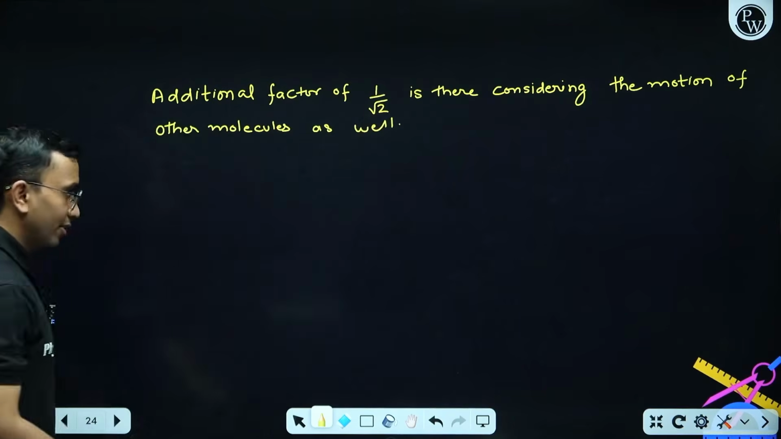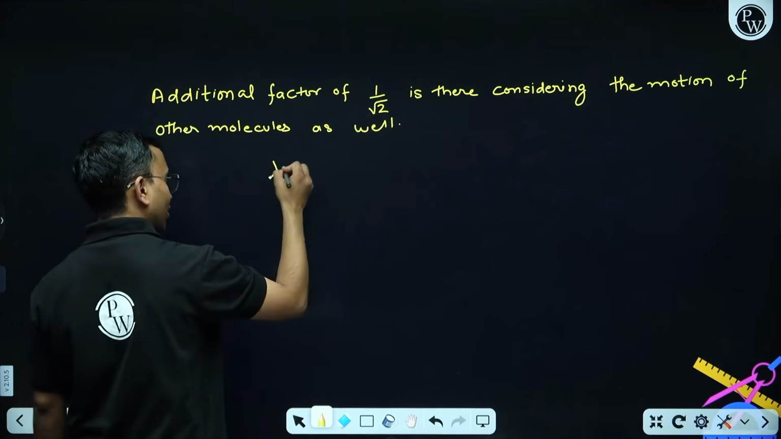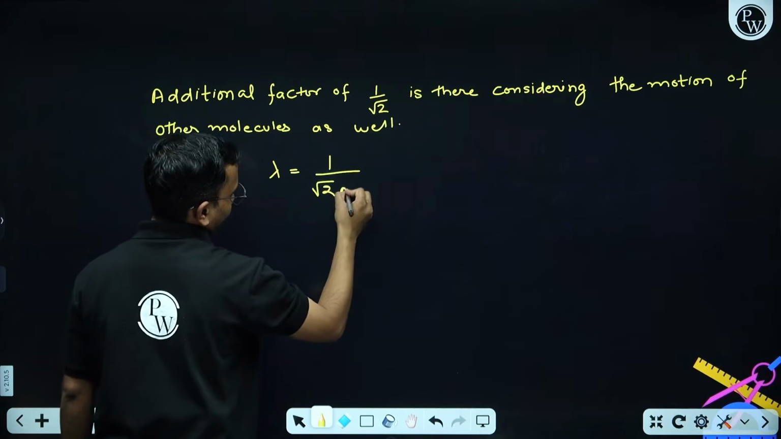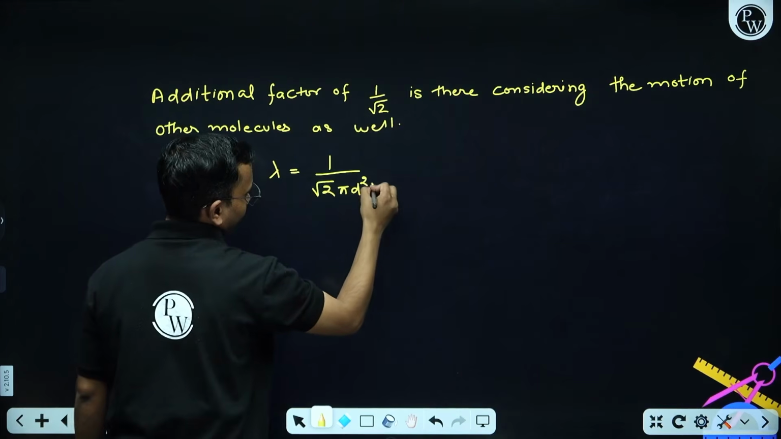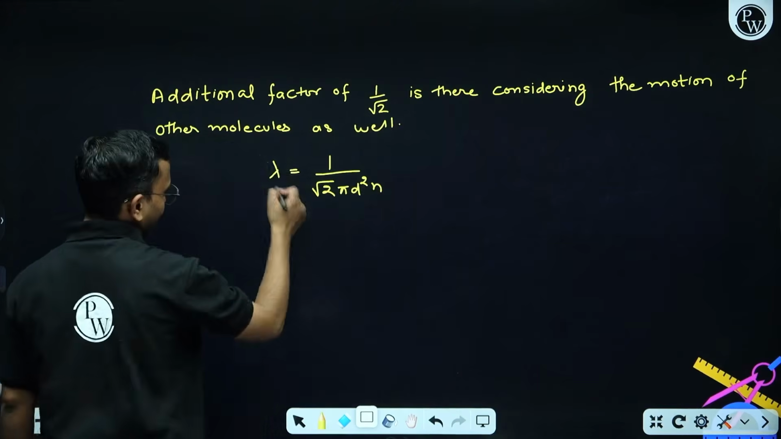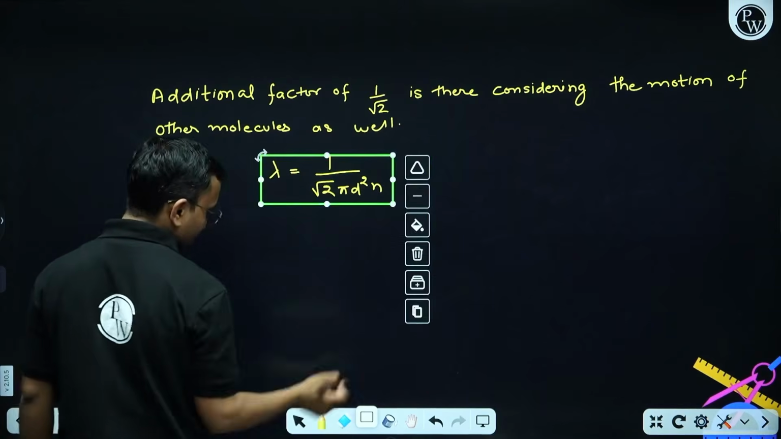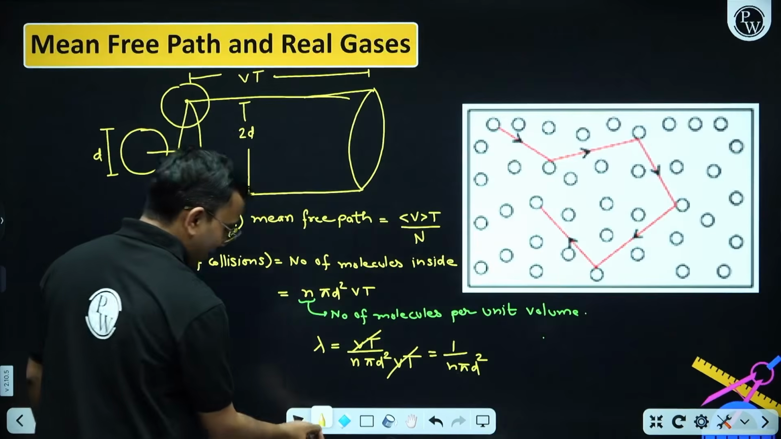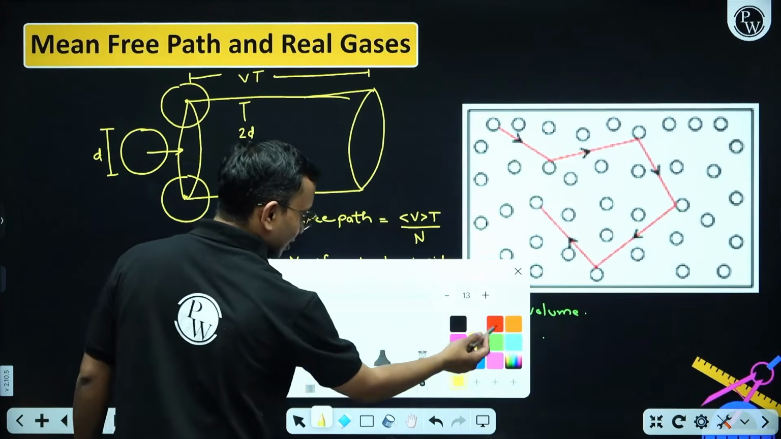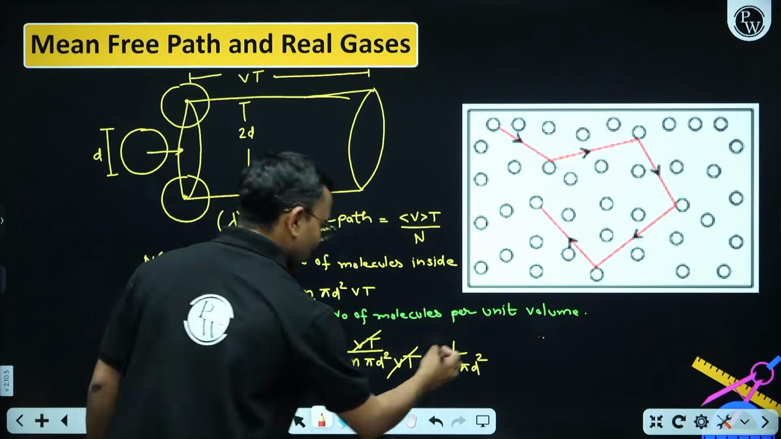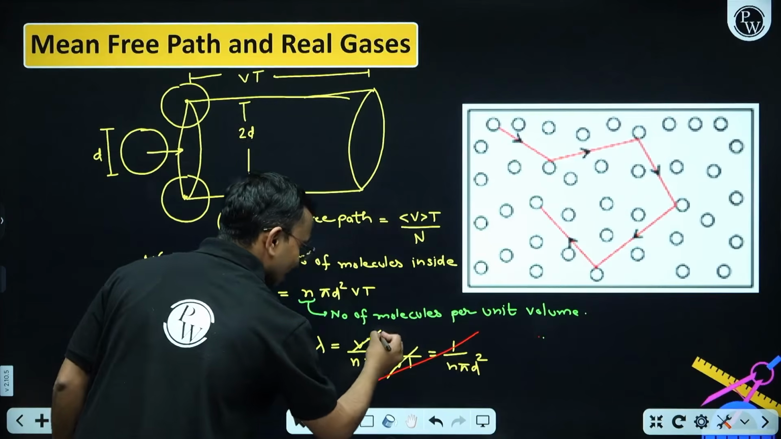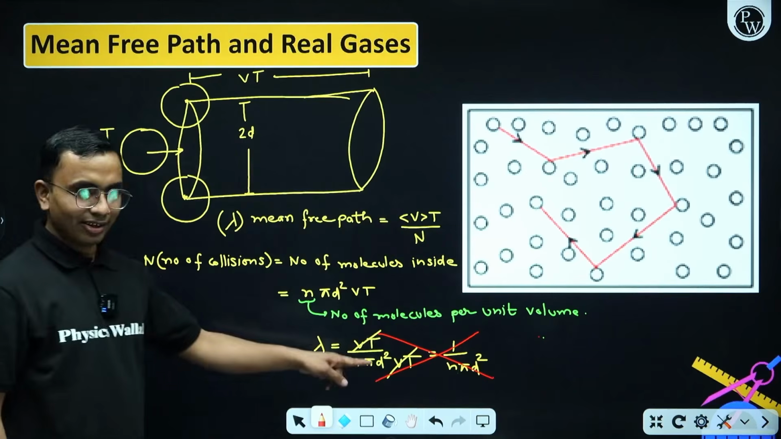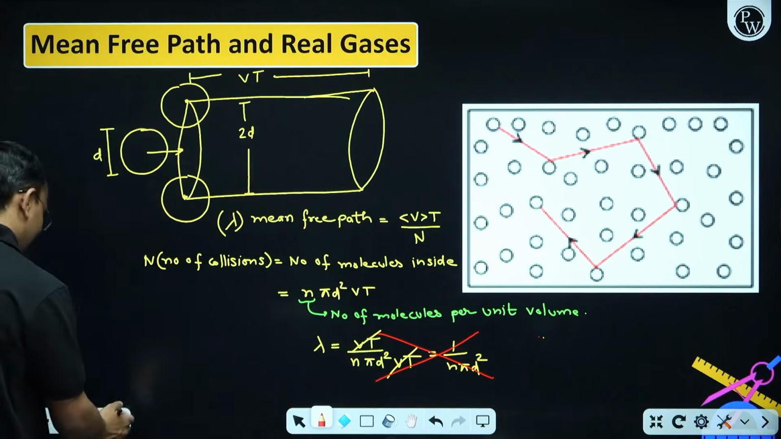Therefore, lambda comes out to be 1 by root 2 pi d square n, and this is the formula that you need to remember. Don't remember the earlier one. Let me mark it, because some students may see this and think it is correct. So this is incorrect.